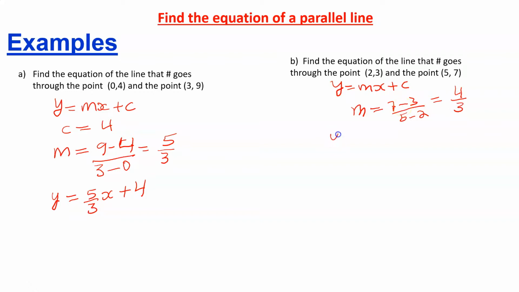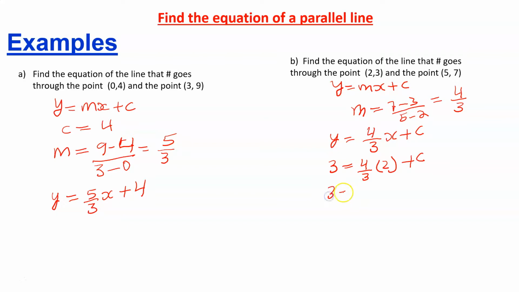If you fill that in the general equation, you go 4/3 x plus c. That's where you go. Now to find c, we need to use one of the 2 points. Let us use the first one. So our y is 3, so we substitute y with 3. And our x is 2. Substitute with that. We got a fraction here, but it doesn't matter. Fractions are numbers as well.